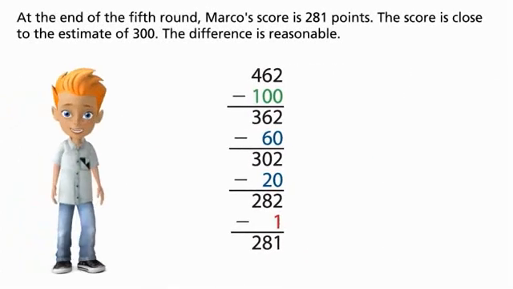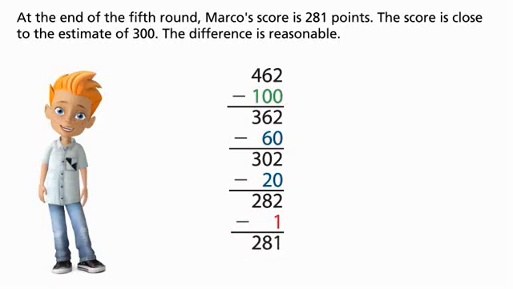At the end of the fifth round, Marco's score is 281 points. The score is close to the estimate of 300. The difference is reasonable.